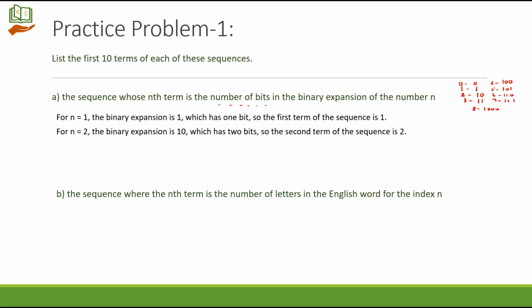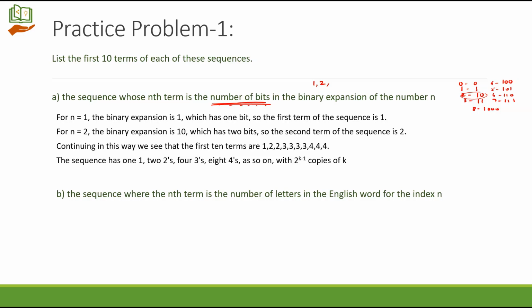For n is equal to 1, the binary expansion is 1, which has 1 bit. So the first term of the sequence is 1. So let's have 1 here. When n is equal to 2, what is the binary expansion? We have 1 0. This has 2 bits. So the second term of the sequence is 2. You have to just go with the number of bits.